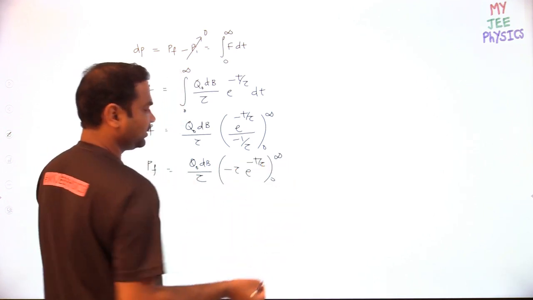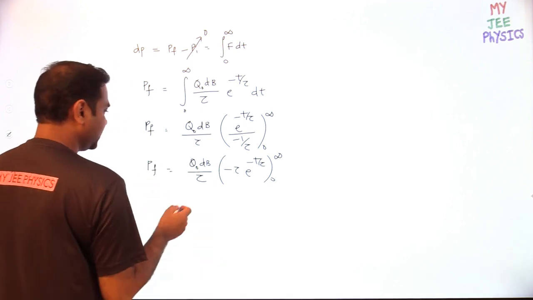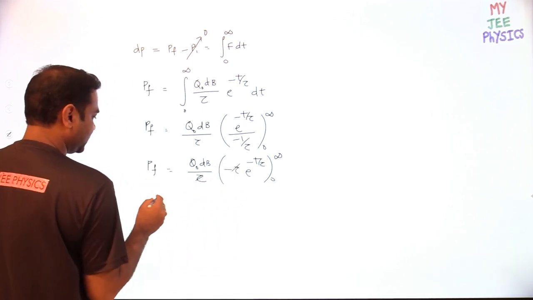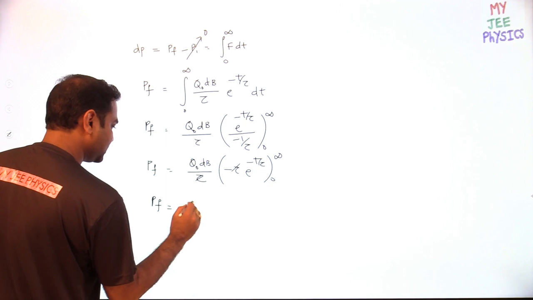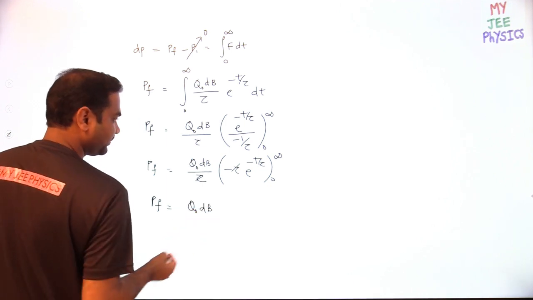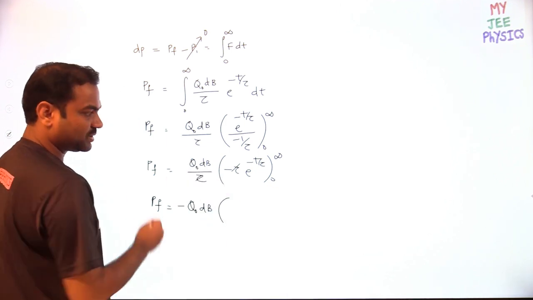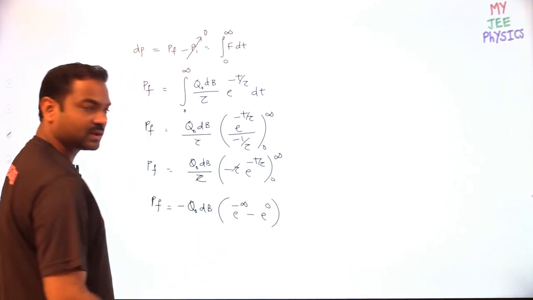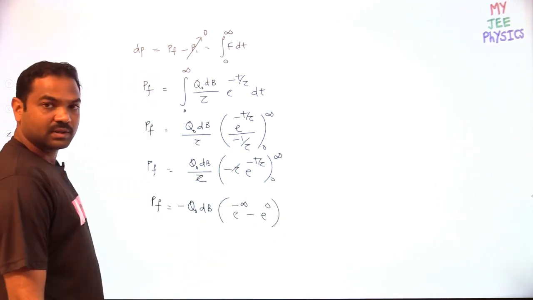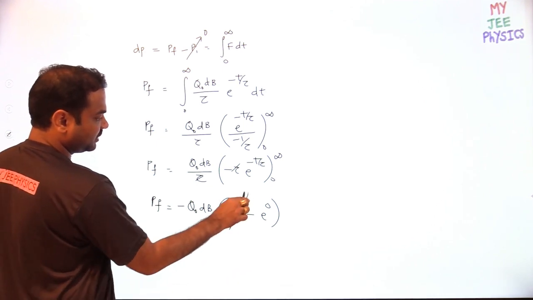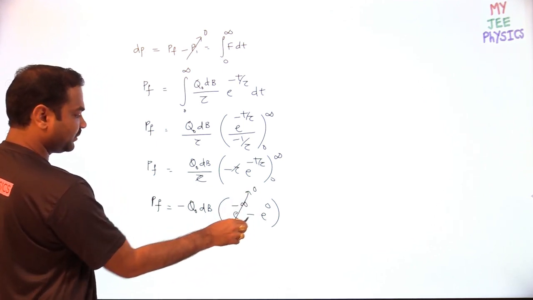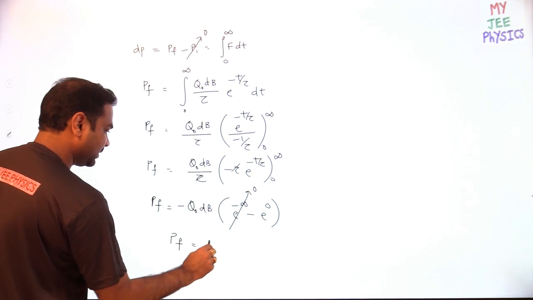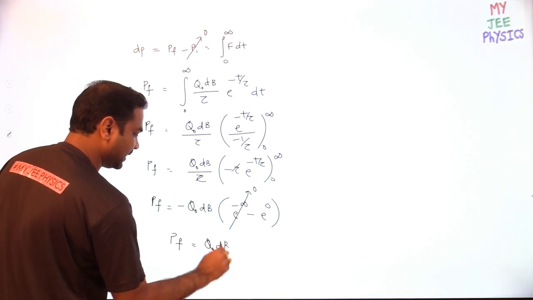Just for your convenience, I am adding one more step. Then if you want, you can take the tau and tau cancel out. What is the final momentum? Q naught dB. Okay. If you want to take the minus outside, then e raised to minus infinity minus e raised to 0, upper limit minus lower limit. Okay. So then this value goes to 0, e raised to minus infinity. Here you will get minus 1. Then the final momentum you will get is q naught into dB.